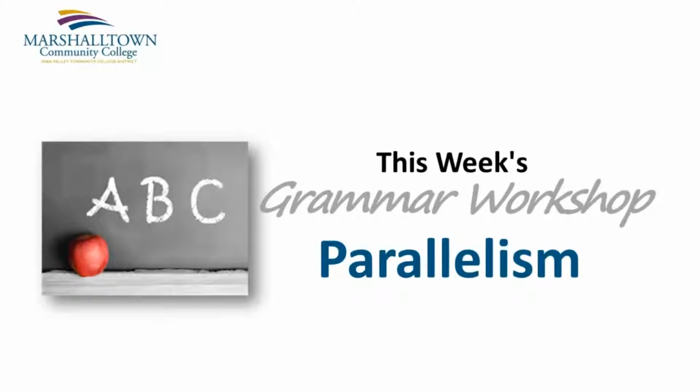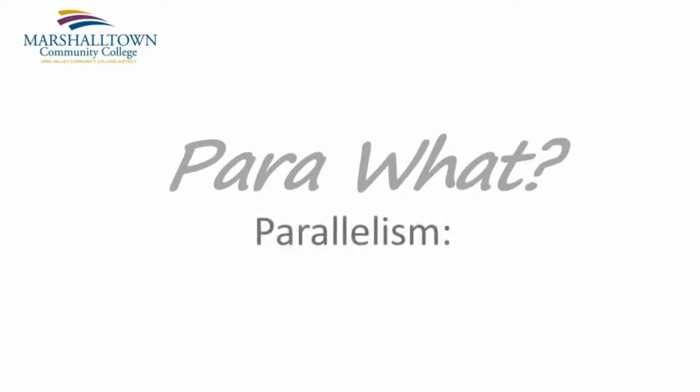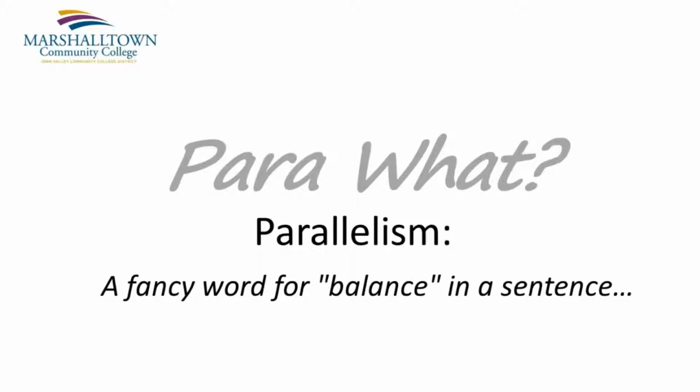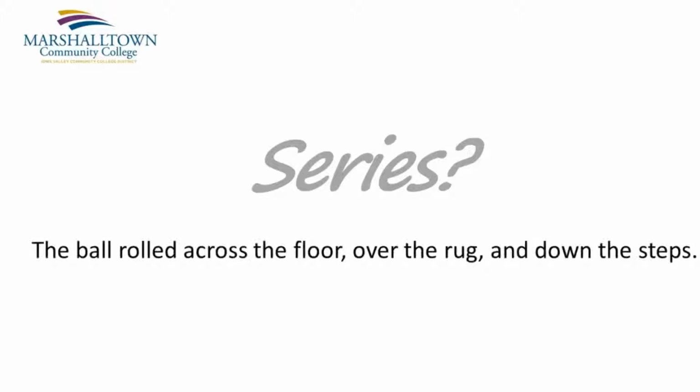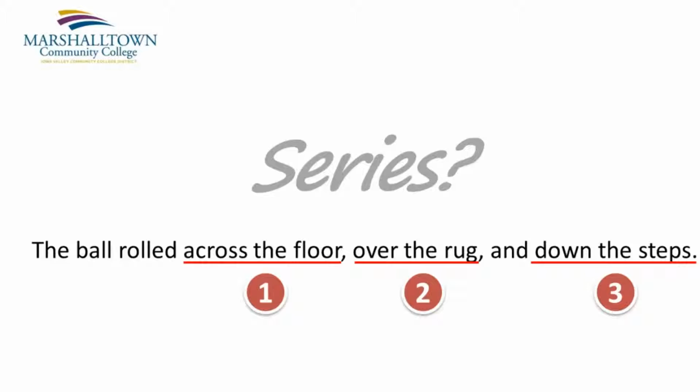The grammar workshop for this week is all about something called parallelism. Now don't let the word scare you. This is just a fancy name for making your sentences sound more balanced and organized. Some of the sentences you'll write in a paragraph might include what's called a series of items, where each item is separated by a comma. For example, the ball rolled across the floor, over the rug, and down the steps. The items in the series are across the floor, over the rug, down the steps.